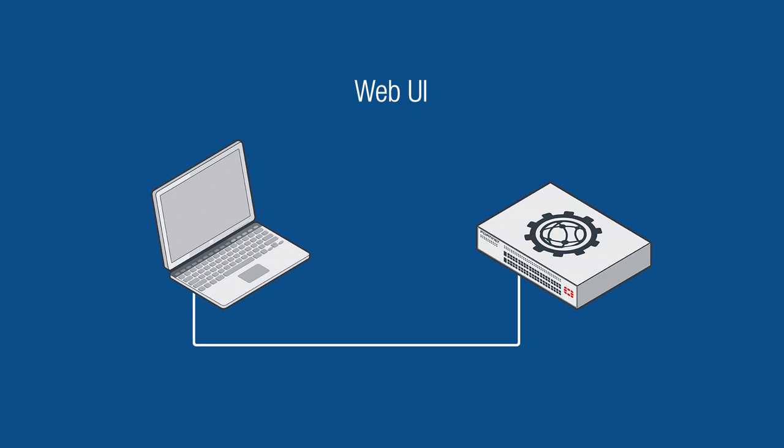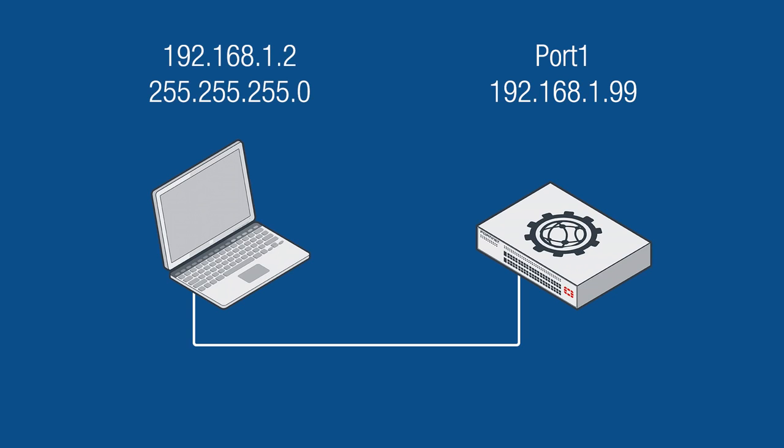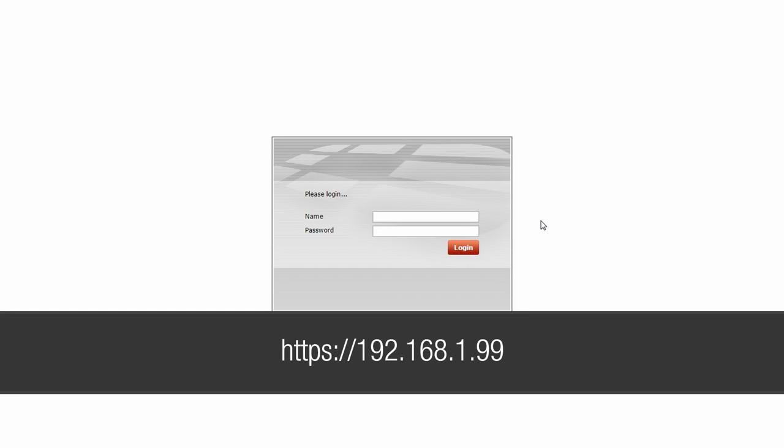To gain access through your browser, we will need to make a couple of changes to the management computer. By default, the IP address on port 1 of the FortiWeb unit is set to 192.168.1.99. To access that network address, plug in your managing computer into port 1 and manually change your IP address to 192.168.1.2 with a subnet mask of 255.255.255.0. Once those changes have been set, open your browser and type in the URL address, https://192.168.1.99. The default username is admin, and there is no password.